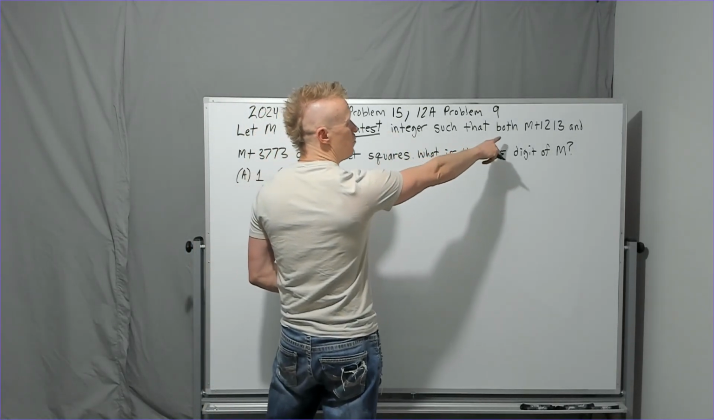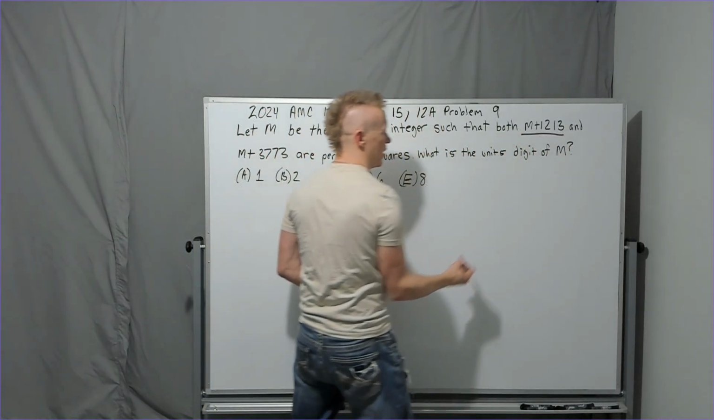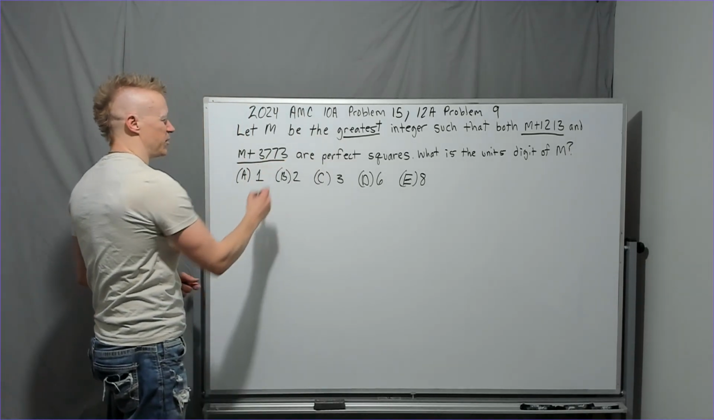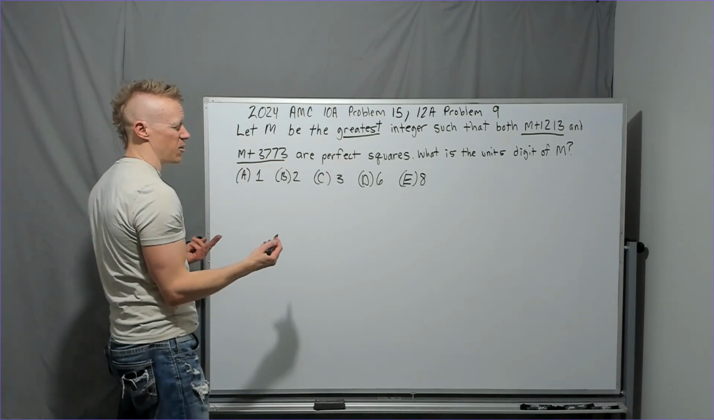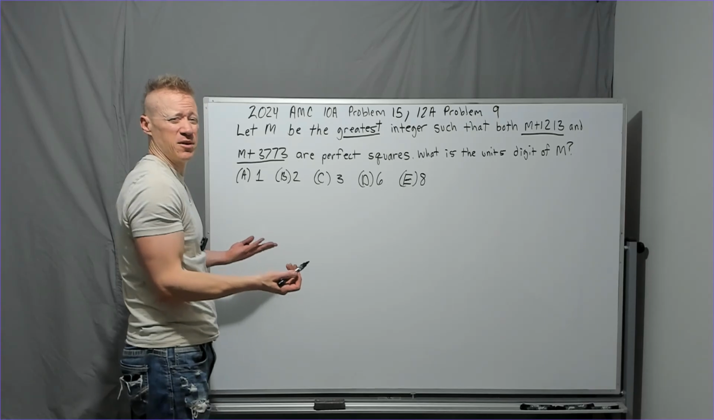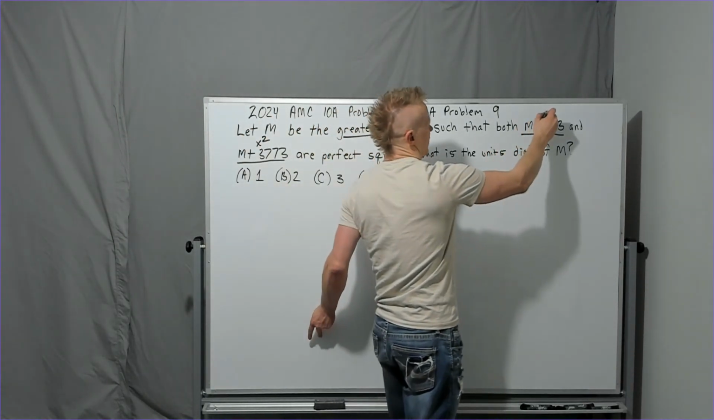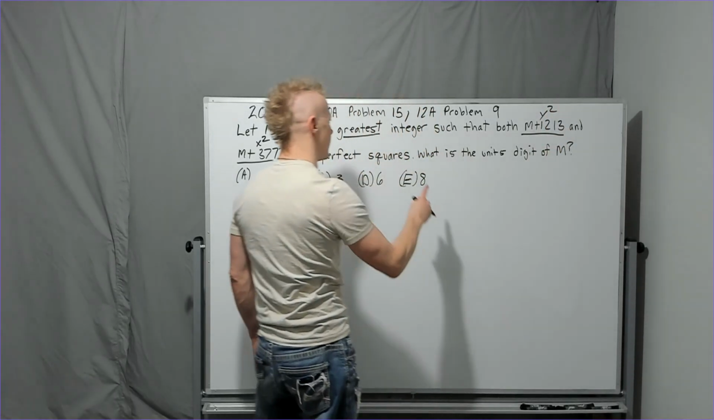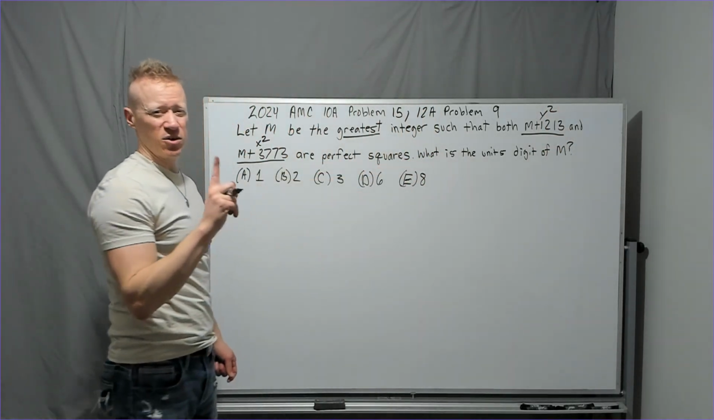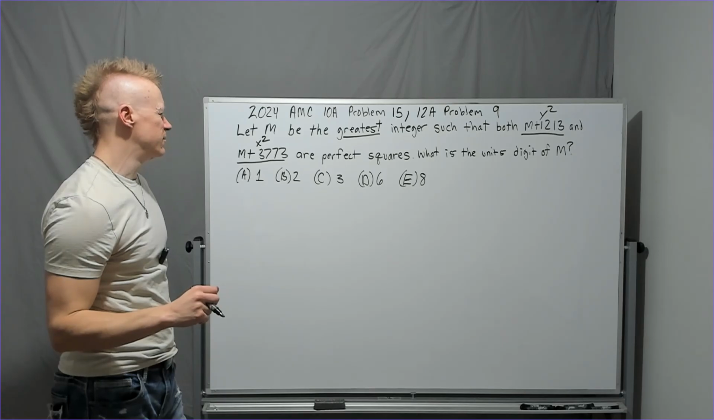Integers such that both M plus 1213 and M plus 3773 are perfect squares. I mean, if they call them perfect squares, maybe we should label them as that. We'll call that one x squared and that one y squared. What is the units digit, or ones place, of M?